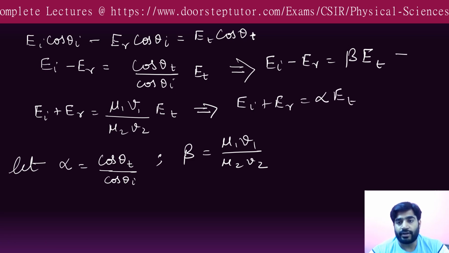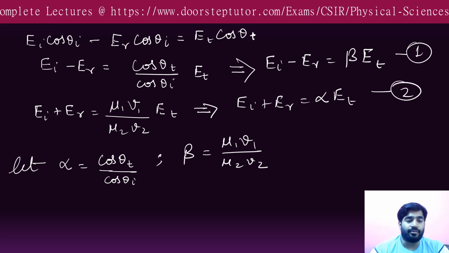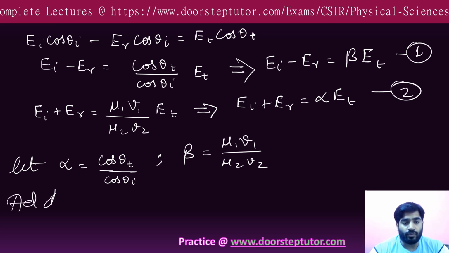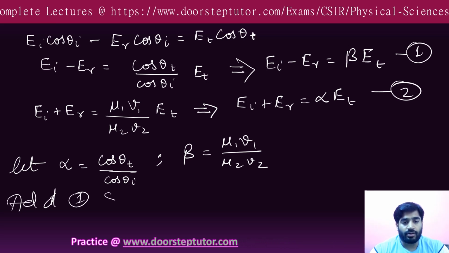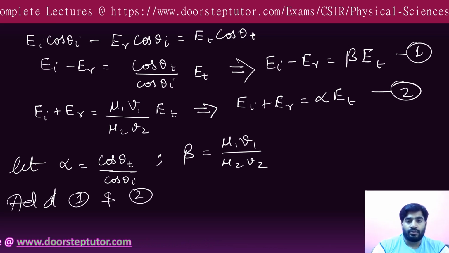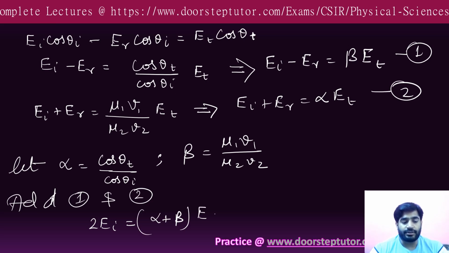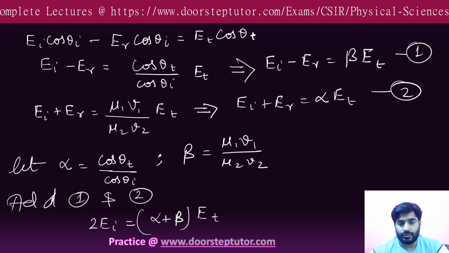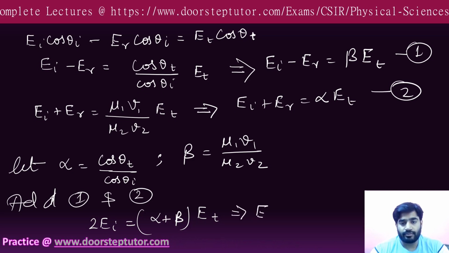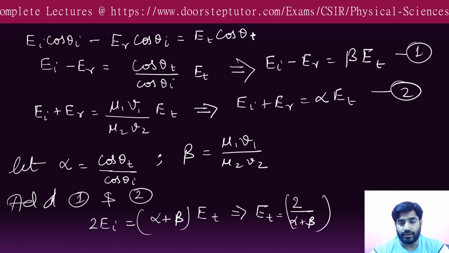Now just mark them 1 and 2 again and add them. What we get is 2 EI equals alpha plus beta times ET, isn't it? So from here, ET is equal to 2 over (alpha plus beta) times EI. This is the equation.